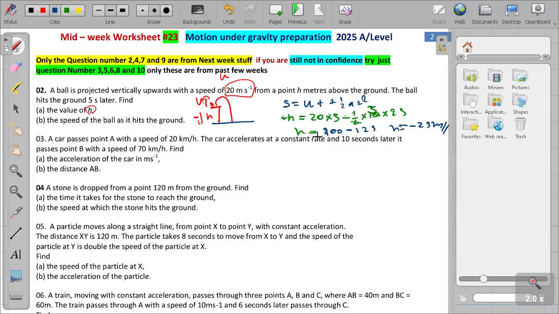We forgot to record. It is s equals ut plus half at square. S is negative, you don't need to put the negative at the beginning. Equals 20 times 5, minus half into 10 into 25. Half into 10 is 5, so 100 minus 125. This is minus 25 meters.